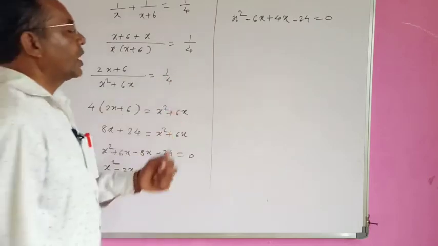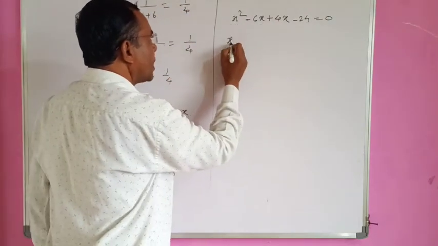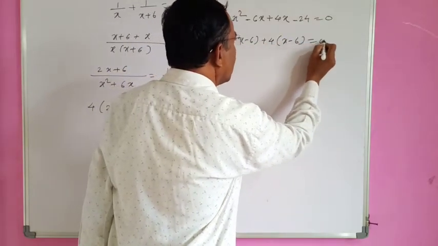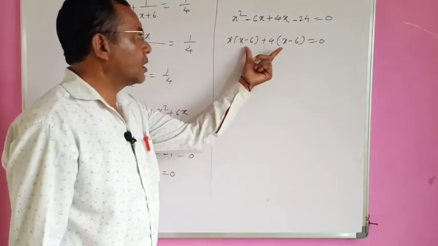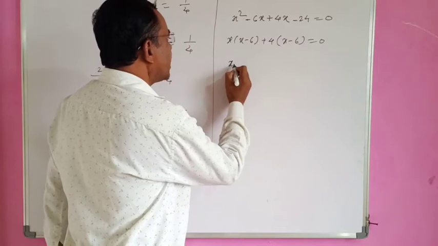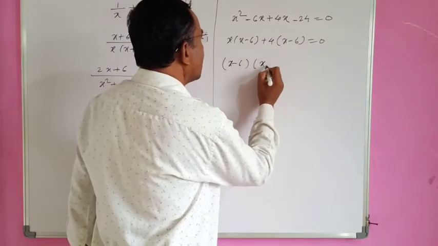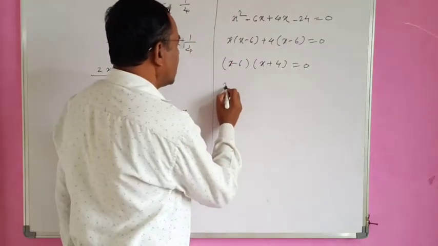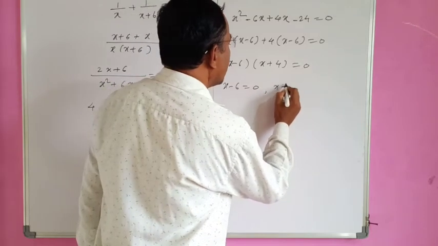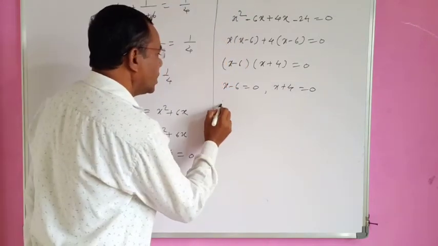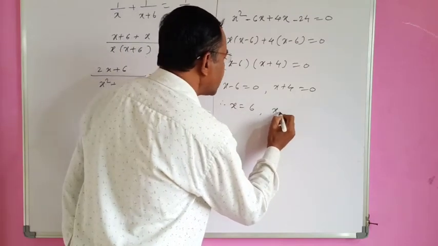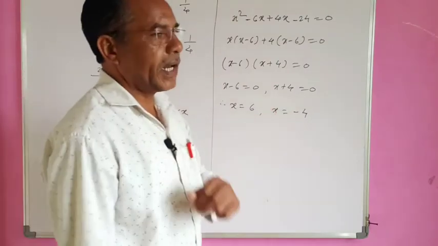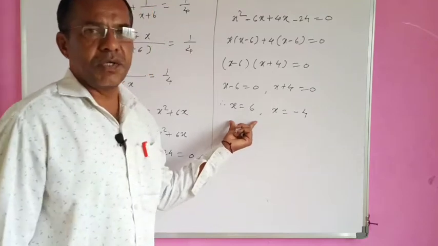Okay, now making the group of this here, x in bracket x minus 6 plus 4 in bracket x minus 6 is equal to 0. Taking x minus 6 common bracket here, therefore x minus 6 is a common bracket, and next x plus 4 is equal to 0. Now taking every bracket equal to 0 here, x minus 6 is equal to 0, comma x plus 4 is equal to 0. Therefore here x is equal to 6, comma x is equal to minus 4. Okay, and minus 4 is not a correct answer, and the correct answer is x is equal to 6 here.